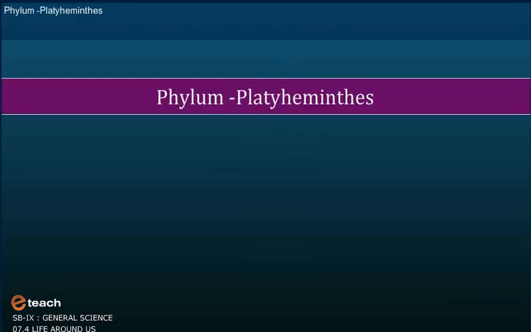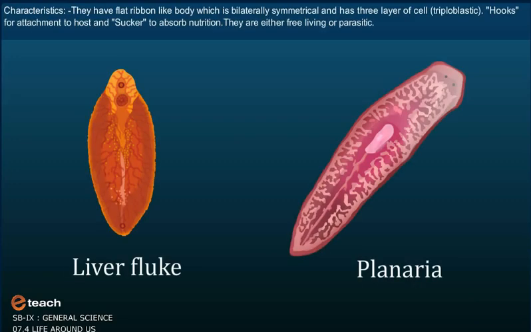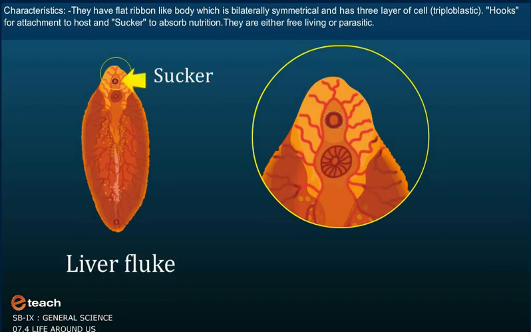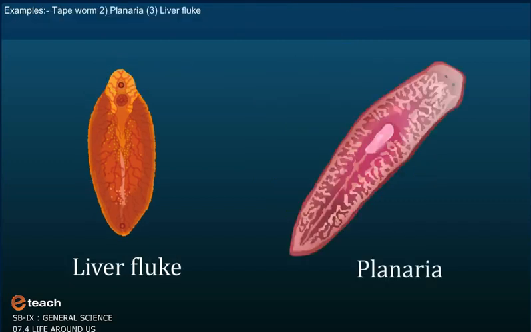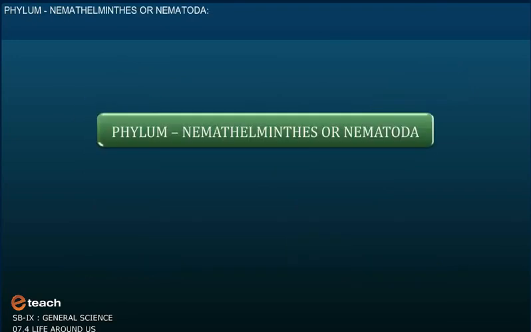Phylum Platyhelminthes. Characteristics. They have flat ribbon-like body which is bilaterally symmetrical and has 3 layers of cells, triploblastic. Hooks for attachment to host and sucker to absorb nutrition. They are either free-living or parasitic. Examples: tapeworm, planaria, liver fluke.